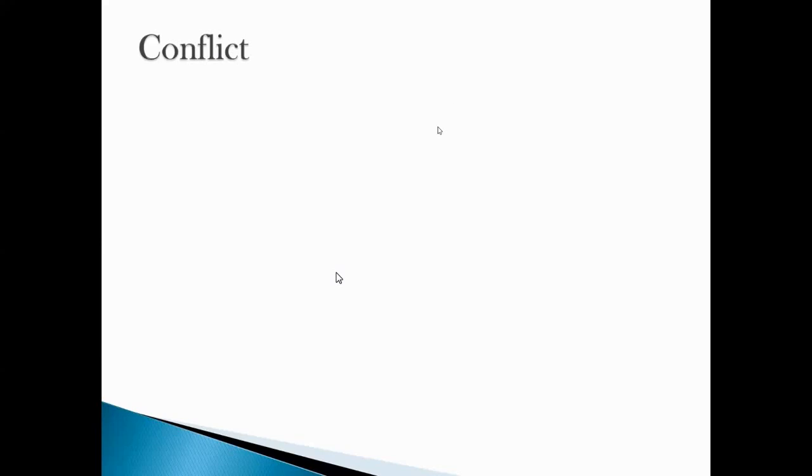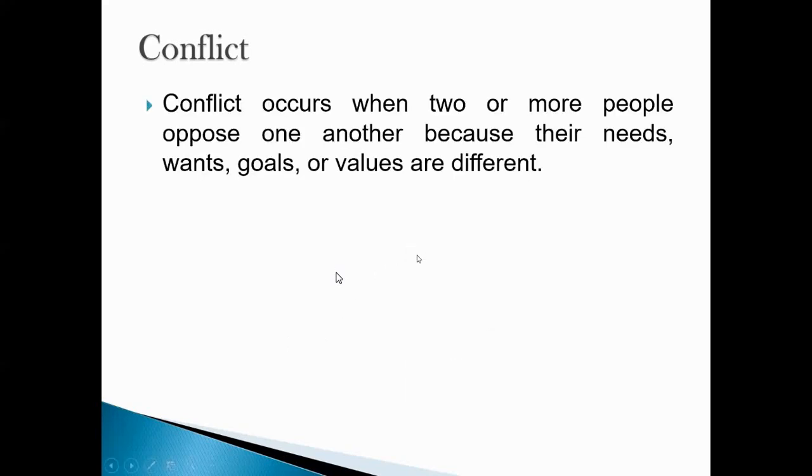Okay. If it is clear, we will move to the other part, the conflict. So how stress and conflict can be managed is this part. If you have come across any conflict in your work, how can you manage those? For that, we first need to understand the concept of conflict. Conflict occurs when two or more people oppose one another because their needs, wants, goals, or values are different from one another.